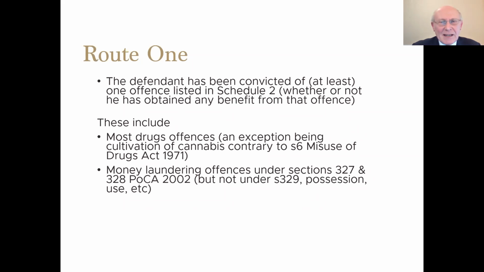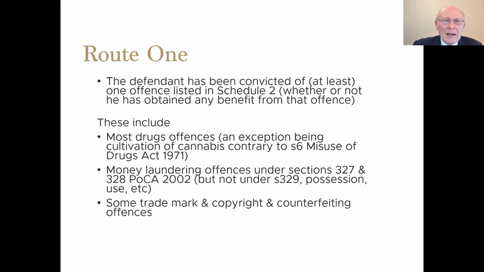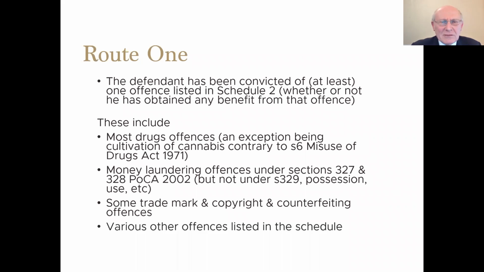Money laundering offences under Sections 327 and 328 are criminal lifestyle offences. So that's conceal, disguise, remove, transfer criminal property, entering into an arrangement to facilitate the criminal property. Again, those are criminal lifestyle offences. Section 329 offences, possession, use and acquisition of criminal property, are not Schedule 2 offences. Some trademark and copyright and counterfeiting offences are Schedule 2 offences, and there are various other offences listed in the schedule. One to watch out for under the Sexual Offences Act, there's a new Section 33A, I think it is, offence. That's not in Schedule 2, to do with prostitution. Section 33 offences are, Section 34 offences are, Section 33A offences are not. So they're not Schedule 2 offences.